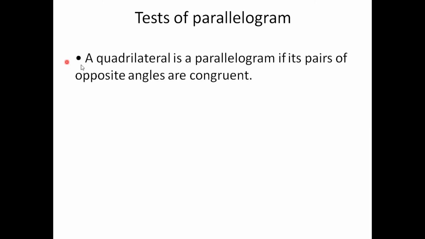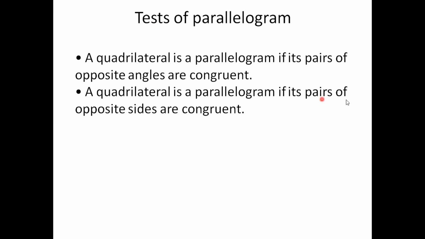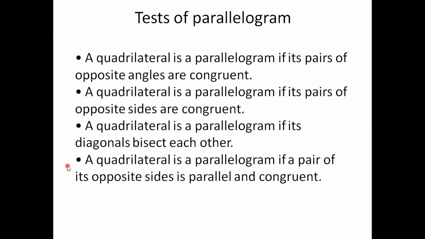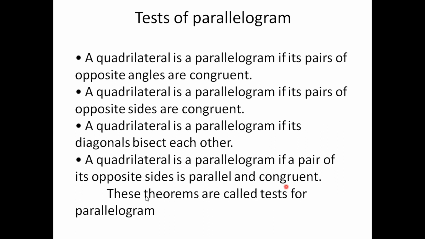The first test of a parallelogram is: a quadrilateral is a parallelogram if its pairs of opposite angles are congruent. The second test is: a quadrilateral is a parallelogram if its pairs of opposite sides are congruent. The next test is: a quadrilateral is a parallelogram if its diagonals bisect each other. And the next test is: a quadrilateral is a parallelogram if a pair of its opposite sides is parallel and congruent. So these theorems that we have just proved are called tests of a parallelogram, by which we can identify whether the given quadrilateral is a parallelogram or not.